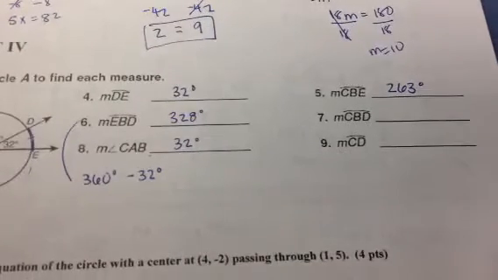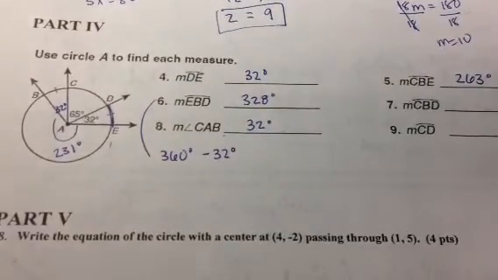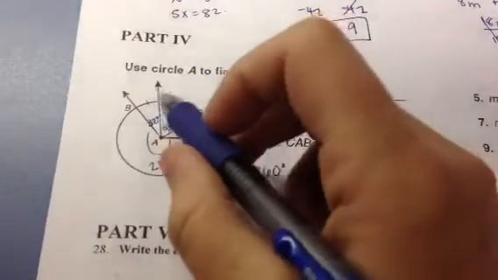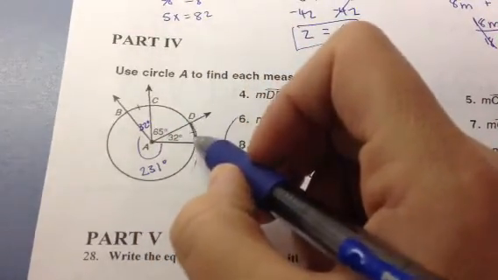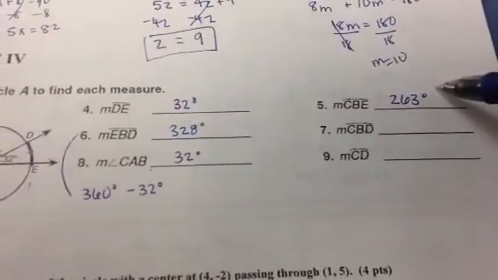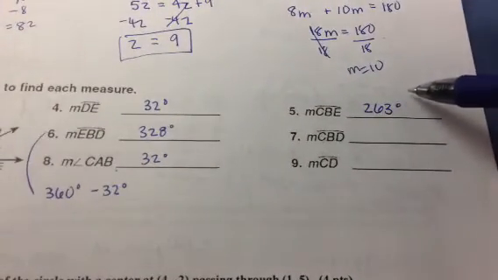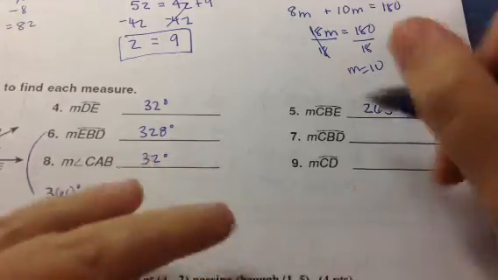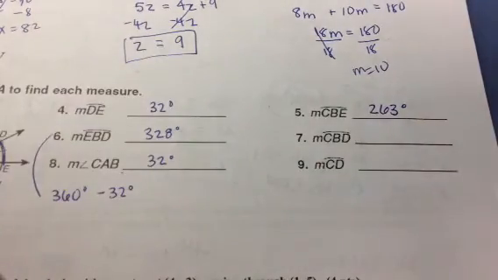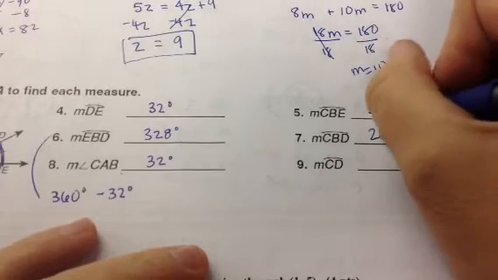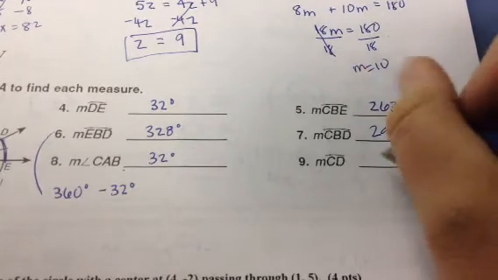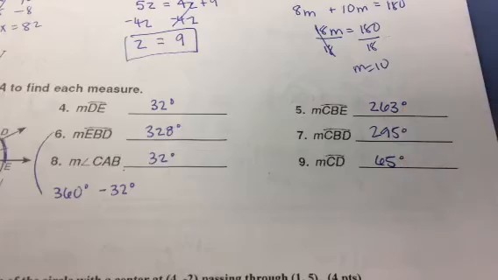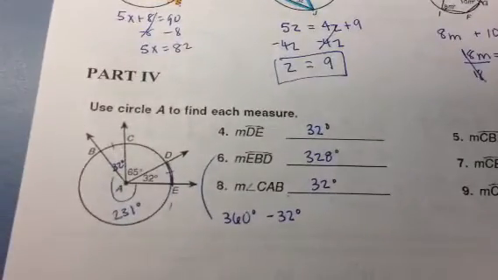Okay, measure of arc CBD. So CBD is going to be CBE plus another 32. So really, I could just take this and add 32 degrees to it. So 263 plus 32 is 295. You could also just do 360 minus 65. And then lastly, the measure of arc CD is 65 degrees. That one was labeled for you on the diagram.